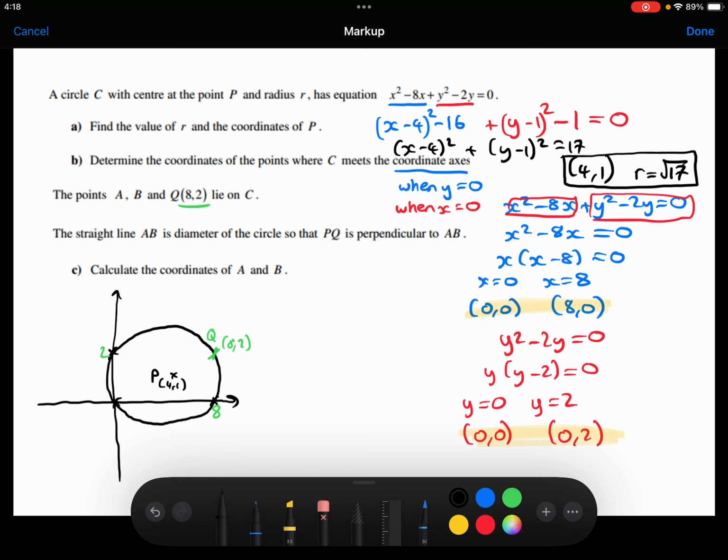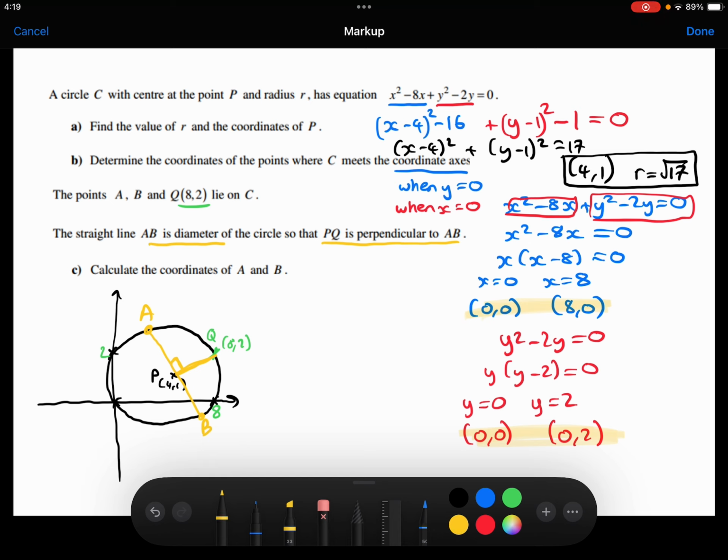P was the centre of the circle. And we are now told that AB is a diameter and PQ is perpendicular to that. So here is PQ, and the diameter AB is perpendicular. So AB is my diameter here. And we want to work out what the coordinates of A and B are.